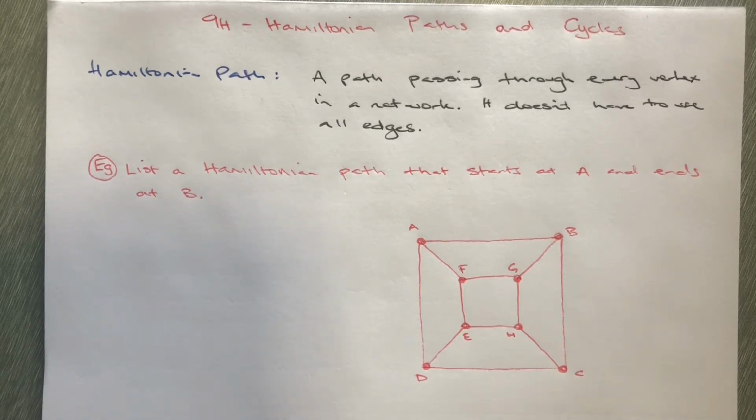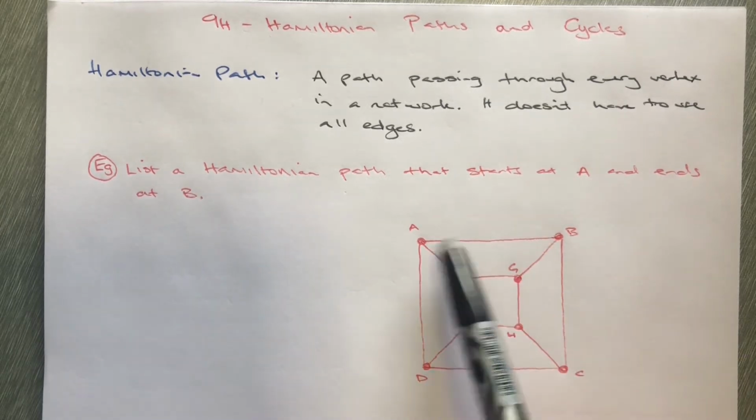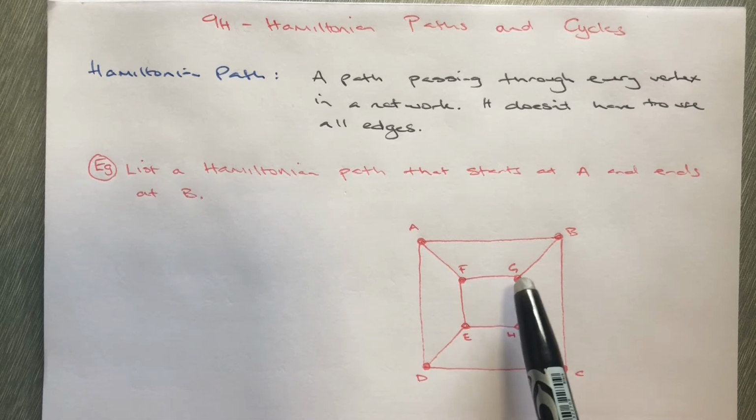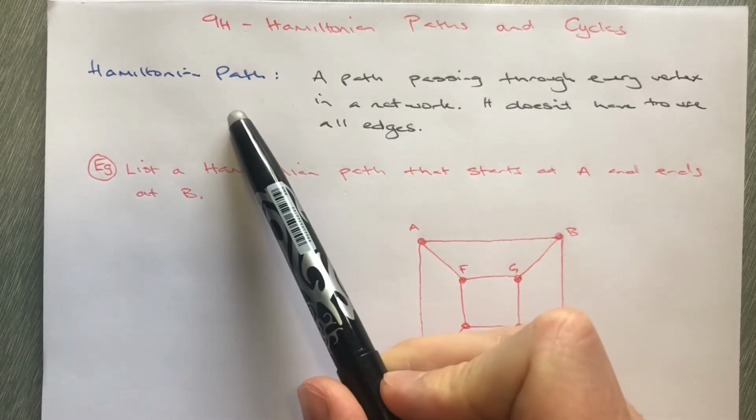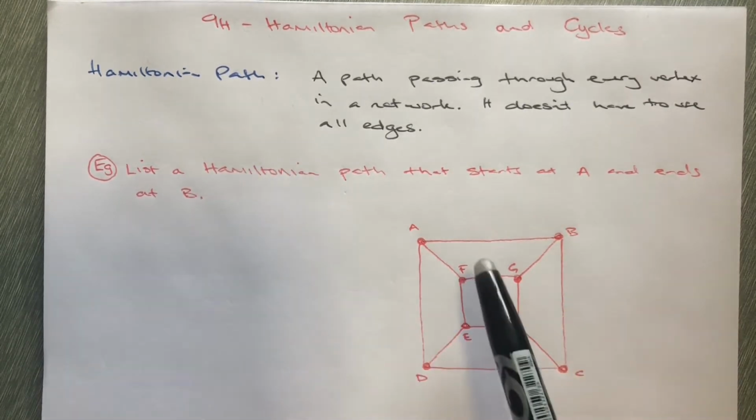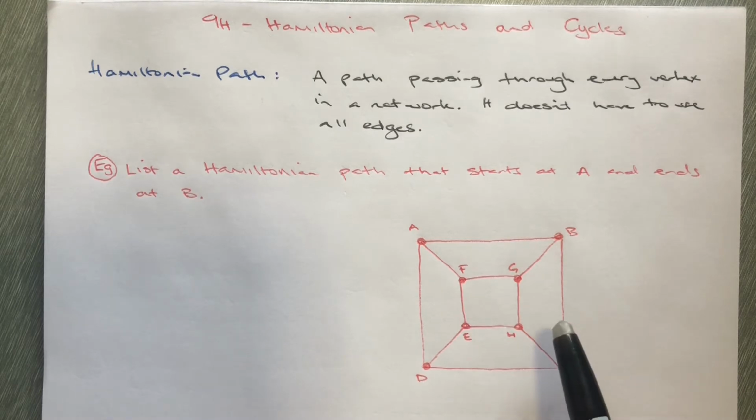Alright, we're doing 9H, which is Hamiltonian paths and cycles. Before I start talking about these ones, I want to think back to what we did the other day in 9G, which was Eulerian or Euler trails and circuits. With those ones, we needed to go around our little networks and touch all the edges. But this time with the Hamiltonian ones, we just want to pass through and touch every vertex.